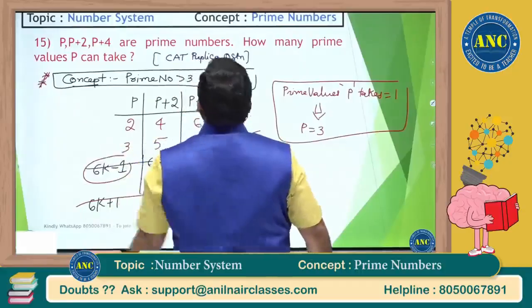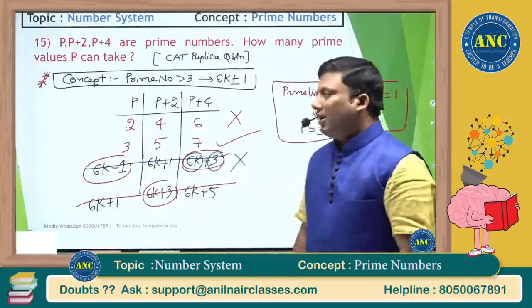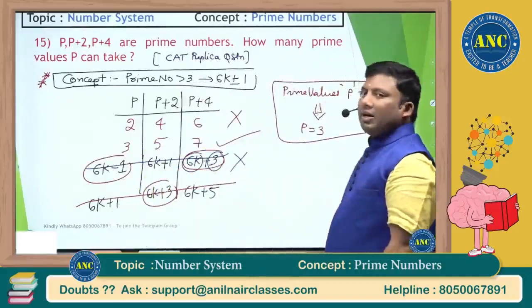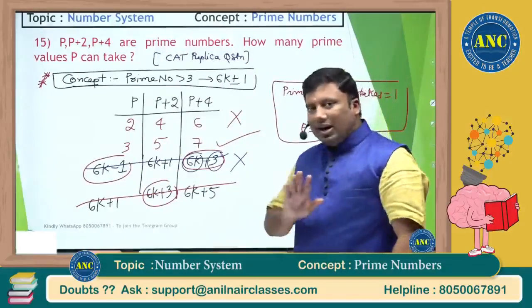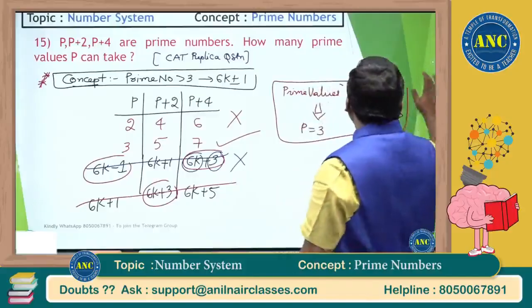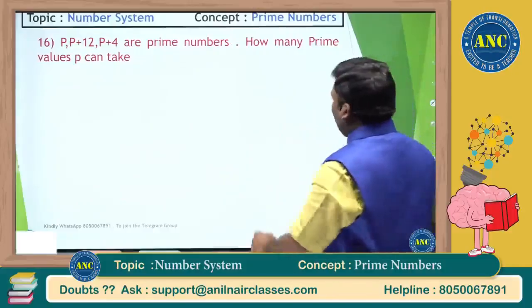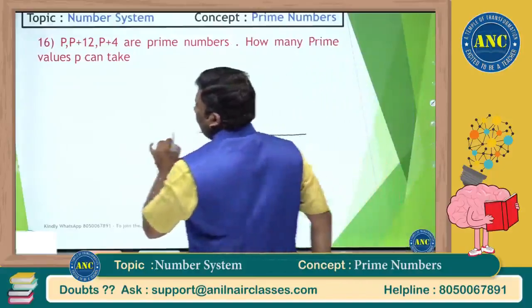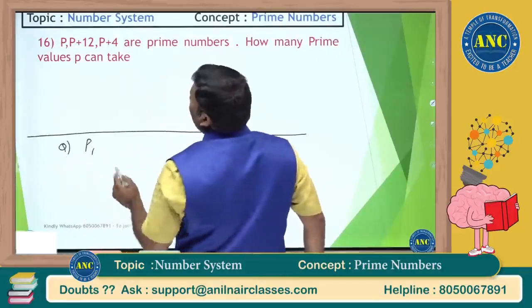The concept which we used: any prime number greater than 3 is of the form 6k plus or minus 1. Idea clear? Very clear idea. Another question. There is a similar CAT question which came, that also we will solve.